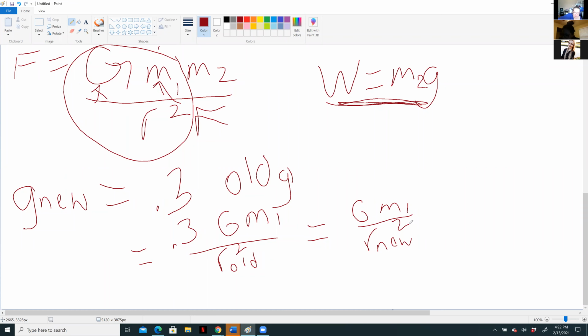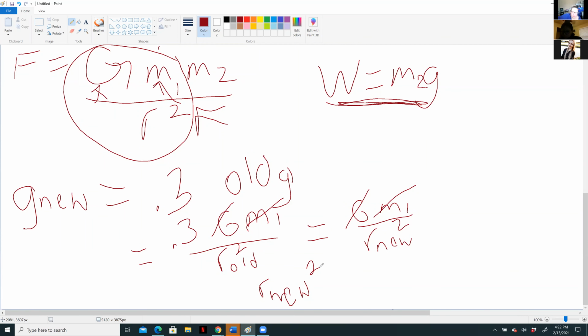Well, if you look, G's on both sides, so that cancels out. M1's on both sides. So you get 0.3 divided by your old R squared equals 1 over your new R squared. It's kind of hard to handle numbers that are in the denominator, right? So we're going to be solving for our R new, right? We want to know what our radius is. So if we multiply both sides by R new squared, and we would want to get both sides times our old R squared too, right? We want that out of the denominator as well.